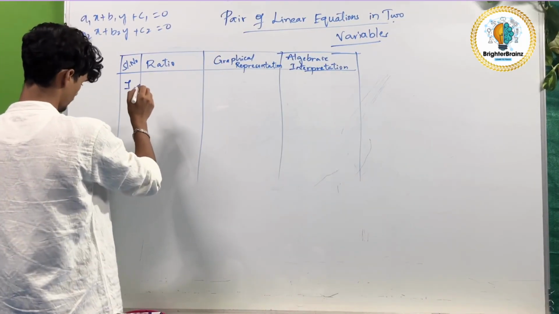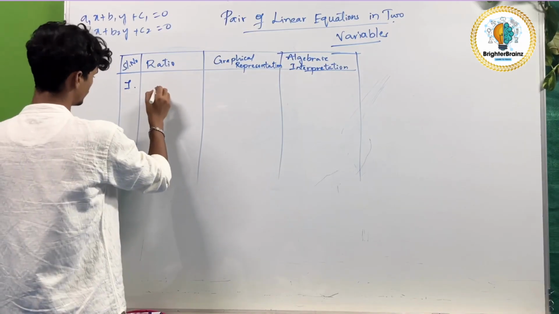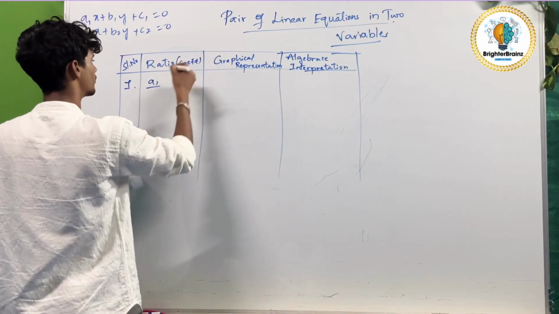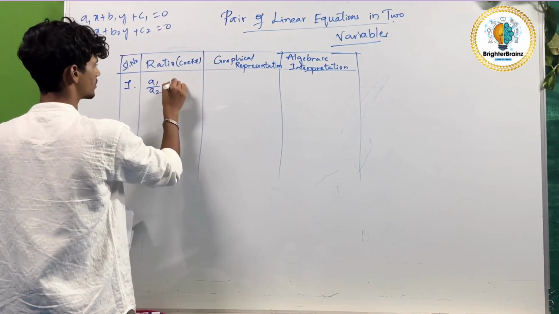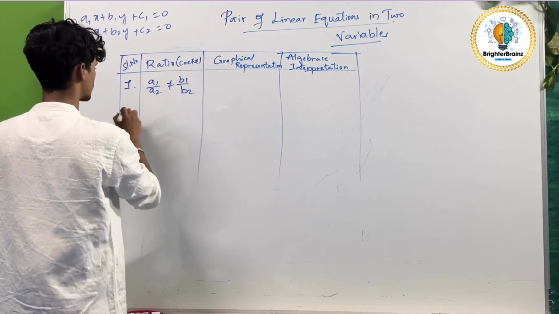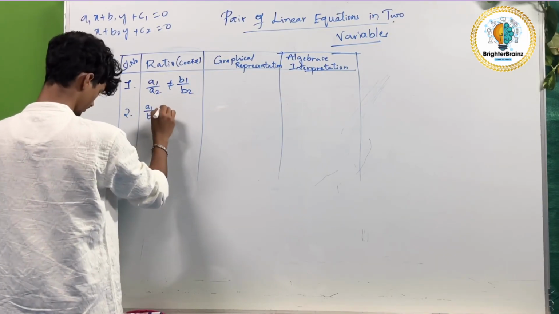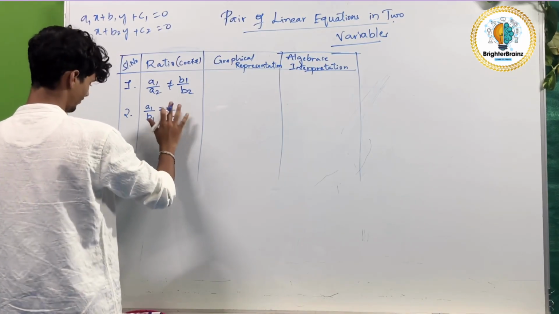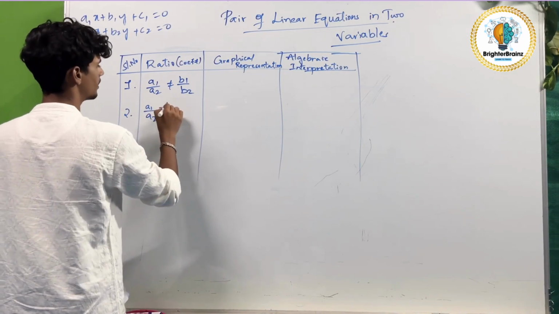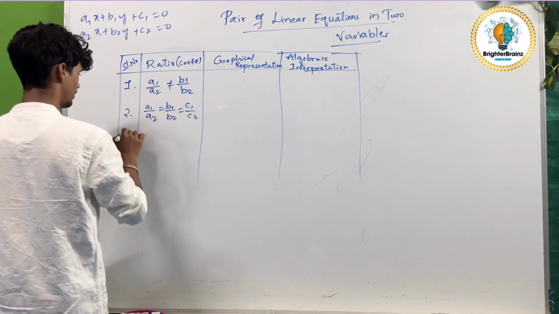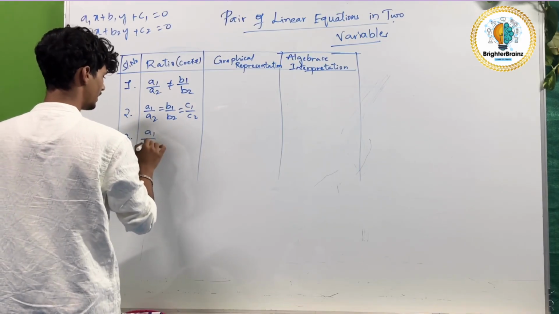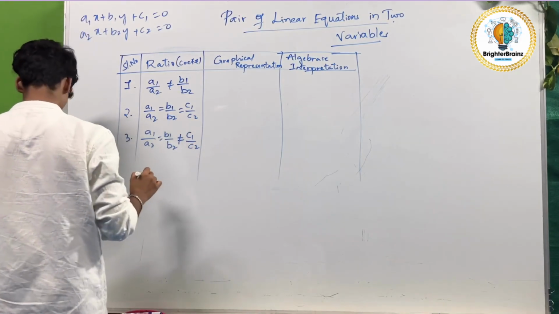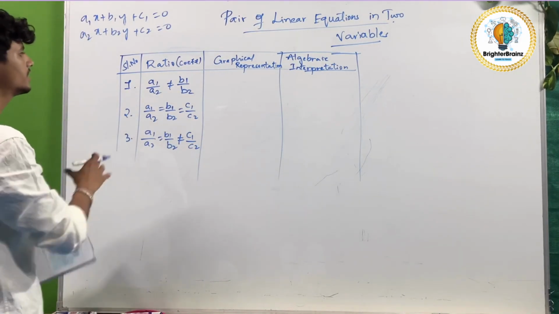So first ratio, let us take it as a1, this is a ratio of the coefficients. Okay, ratio of the coefficients: a1 by a2 is not equal to b1 by b2, this is one of the cases. Another case is a1 by a2 is equal to b1 by b2 is equal to c1 by c2. Next, the third one is a1 by a2 is equal to b1 by b2, which is not equal to c1 by c2. So these are 3 cases.